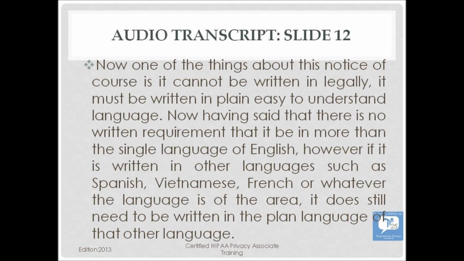Slide 12. Now, one of the things about this notice, of course, is it cannot be written in legalese. It must be written in plain, easy-to-understand language. Now, having said that, there is no written requirement that it be in more than the single language of English.